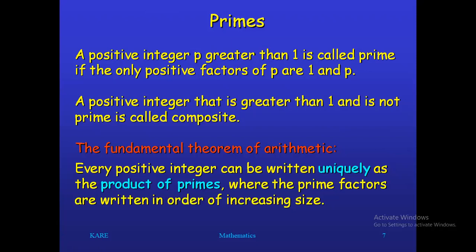So every positive integer, please be careful, we have to use the words positive integer. Every positive integer can be uniquely written as the product of prime numbers. At the same time, these prime factors are written in order of increasing size, that is, in ascending order.